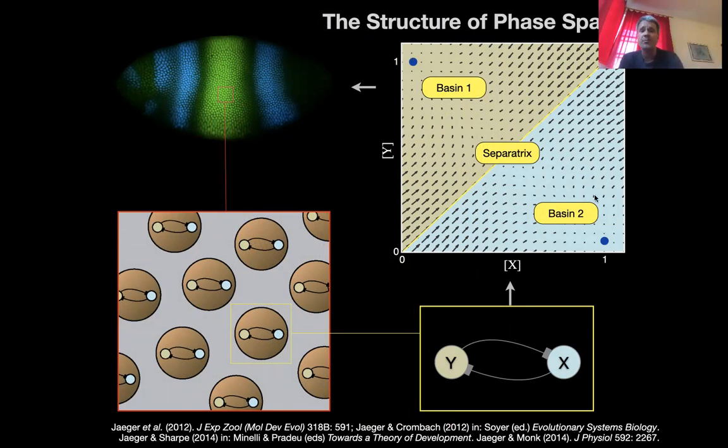We just have two fixed point attractors and a saddle. And as I said, the behavior of the system is very simple because there's only two basins of attraction. A basin of attraction consists of all the trajectories that end up at a specific attractor. And in this case, everything that starts with a bit more blue than green ends up here. Everything that starts with a bit more green than blue ends up here.